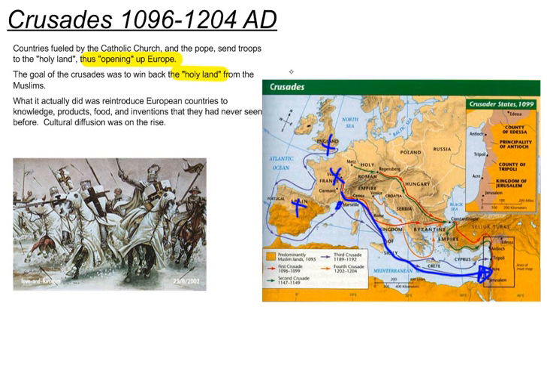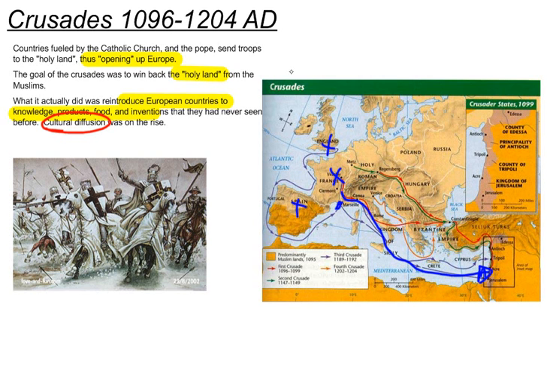But more important than the war and the fighting for the land is that the knights leaving Europe start to bring products back. They bring back new knowledge, food, inventions that they really hadn't seen for a long, long time. And this word is super important. Cultural diffusion starts to happen. It's where cultures from different parts of the world start to blend themselves back together.